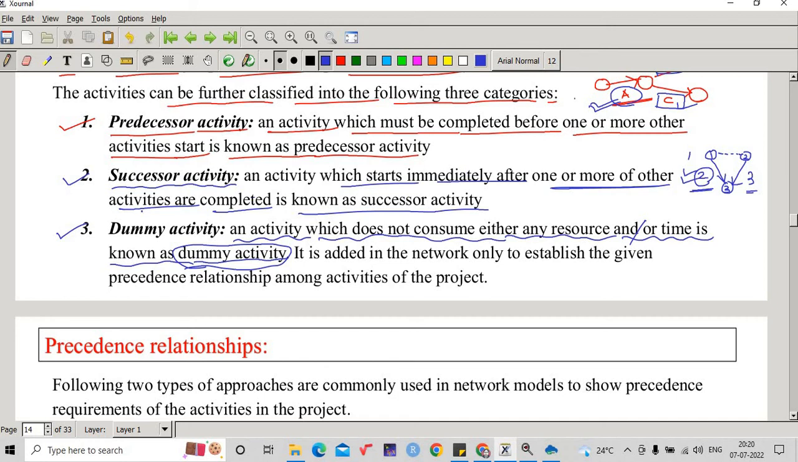Then why do we have to consider this? It is added in the network only to establish the given precedence relationship among the activities of the project. So it should be used if and only if it is required. Everywhere we are not going to use the dummy activity.